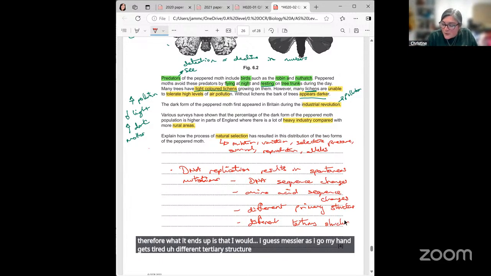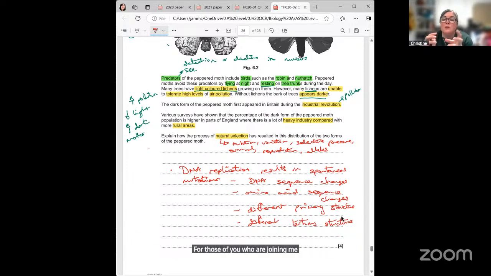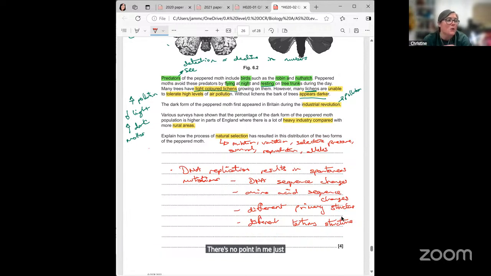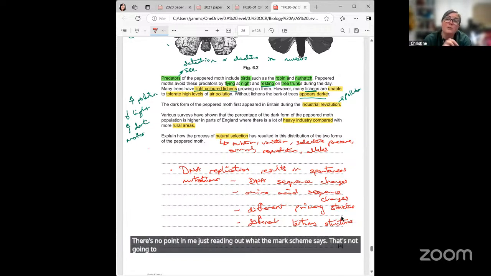Different tertiary structure. Now, I'm not answering the question. For those of you who are joining me and don't know what I'm doing right now, you have access to these papers. You have access to these mark schemes. You can go and look it up. There's no point in me just reading out what the mark scheme says. That's not going to help you. What's going to help you is me showing you how to apply the knowledge.